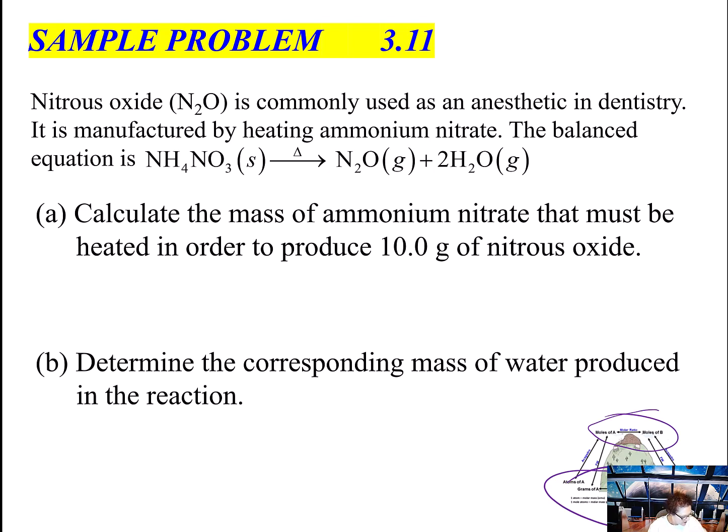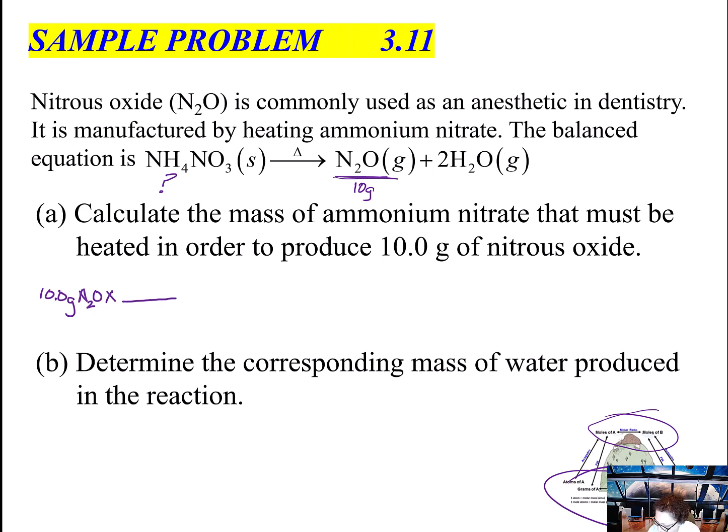Okay? All right. So in this particular reaction, we're going to produce 10 grams of nitrous oxide, and it wants to know how much ammonium nitrate we're going to have to use to do that. So we start with our 10.0 grams of nitrous oxide.